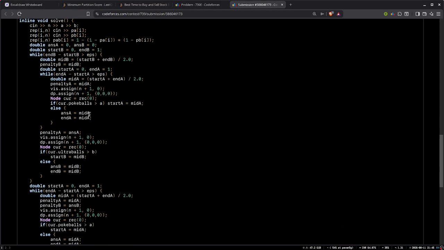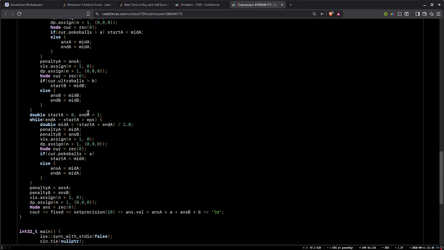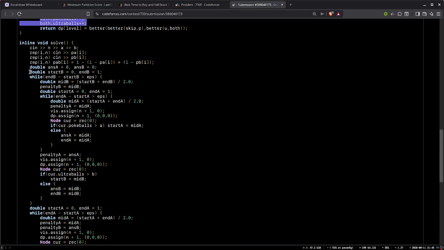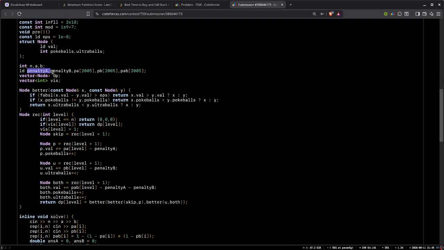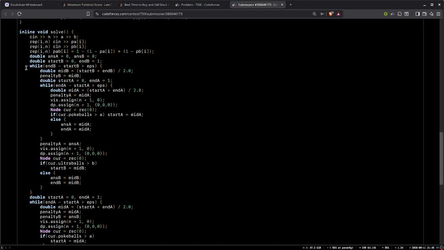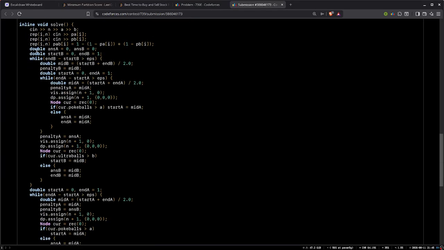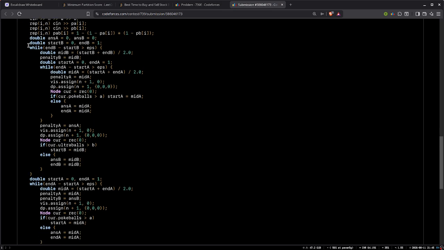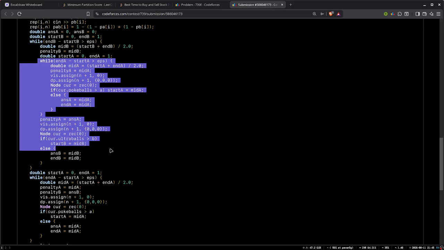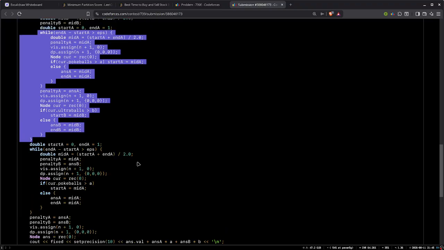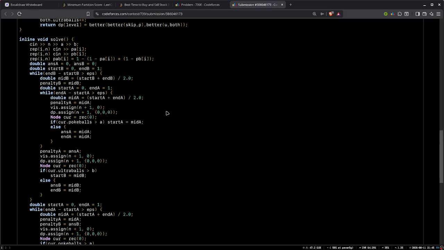Now coming to the interesting part. In this case, we have to do a nested binary search, because we need to find both penalties for pokeballs as well as ultra balls. Just do a nested binary search. So again the same thing, since it's double, while start is less than or equal to n for ultra balls, this is for ultra balls, and inside this there's another binary search which is for the pokeballs. Okay, so that was the thing.